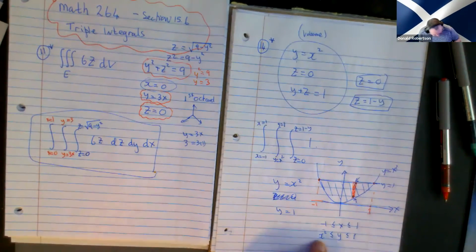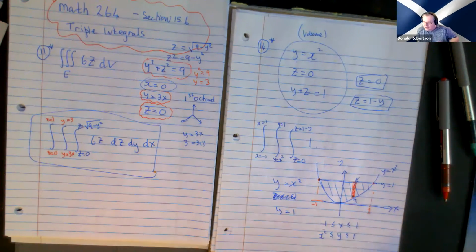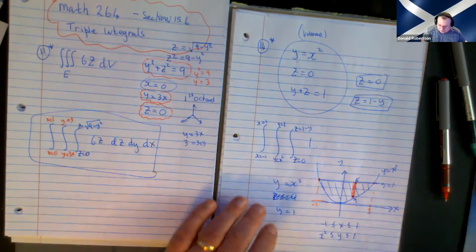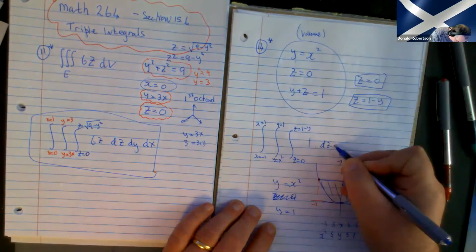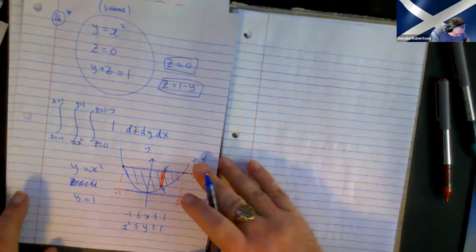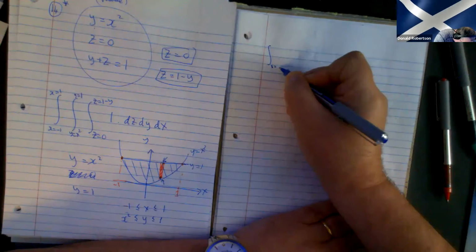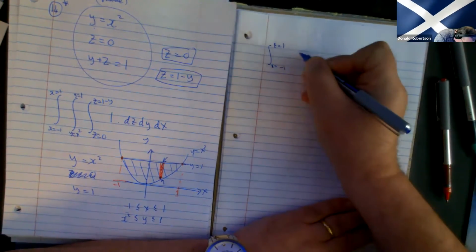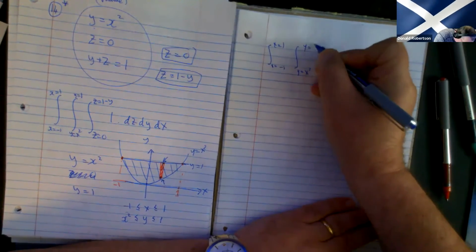Now I'm looking at it, doesn't it kind of sound like x squared should go there and 1 should go there, because it just feels like that's right. It's not, but it feels like it's right. In this order, it's going to be a dz, a dy, and a dx. Okay, let's set this guy up then. X is -1 to x equals 1, y equals x squared to y equals 1.